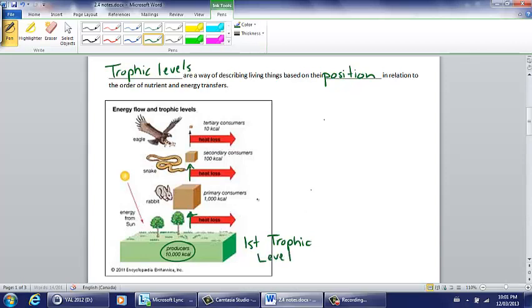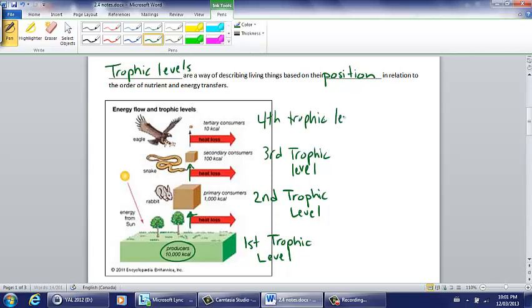Producers are consumed by primary consumers, so they are the second trophic level. Primary consumers get eaten by secondary consumers, who are the third trophic level. And above them are tertiary consumers, which make up the fourth trophic level. You should notice in this diagram that the boxes representing each level are getting smaller and smaller as you go up.